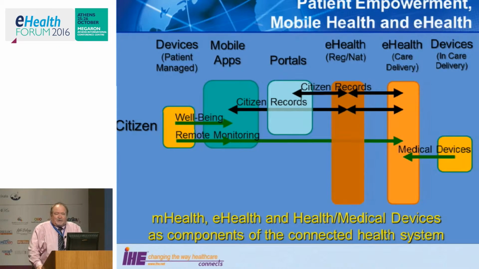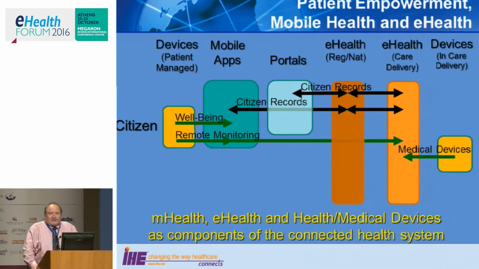This slide is an attempt to look across the spectrum in a somewhat simplified way of the movement of data, starting on the left with the citizen, and the fact that the citizen may have devices that it manages, either for its well-being or with the purpose of remote monitoring, and is pushing that data sometime in a mobile app, sometime in an app, and somewhere toward a care delivery organization. You can view this as a hospital, a clinic, or some entity of that sort.